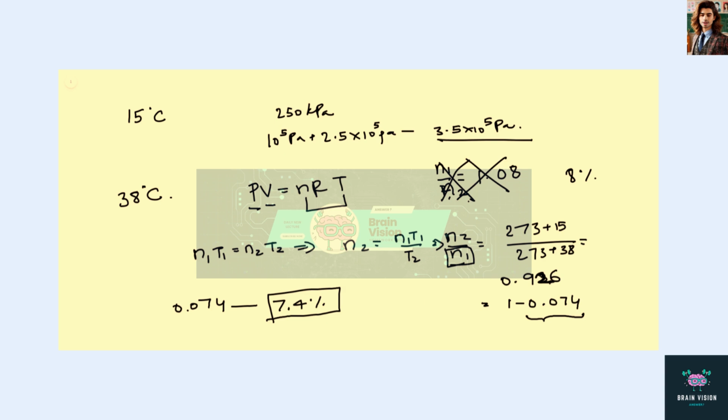Now, in a way to put it, if this new tire was cooled back to 15 degrees, then we would need to put back 8% of the current number of moles in the tire to maintain the same pressure. So when we are pulling out, it would be 7.4%. When we are putting back in, the same amount would be 8% because the original amount has decreased.